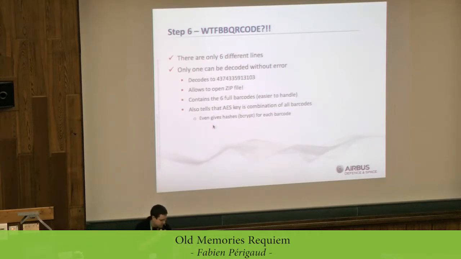By a little bit of guessing, we can open the zip file using this as a password. In the zip file, we have 6 barcode images, which are in fact the 6 ones which have been sliced before. It also tells us that the AES key to decrypt the last file is the combination of all the barcode values. We are also given hashes for each barcode value to help us know if we have correctly decoded it.